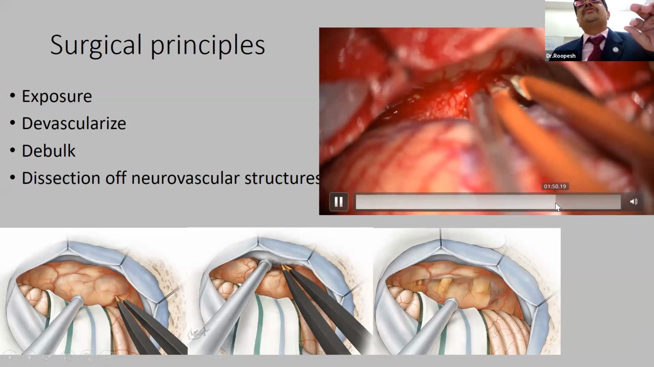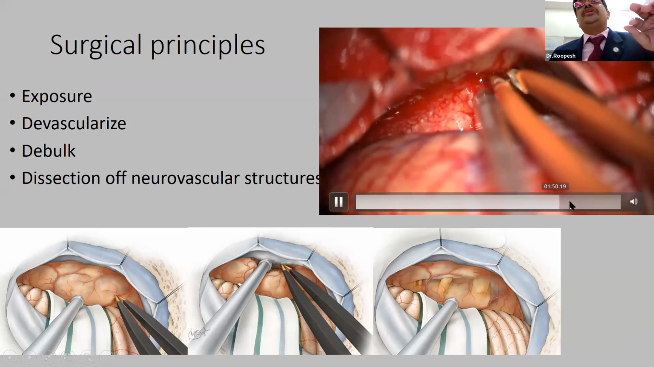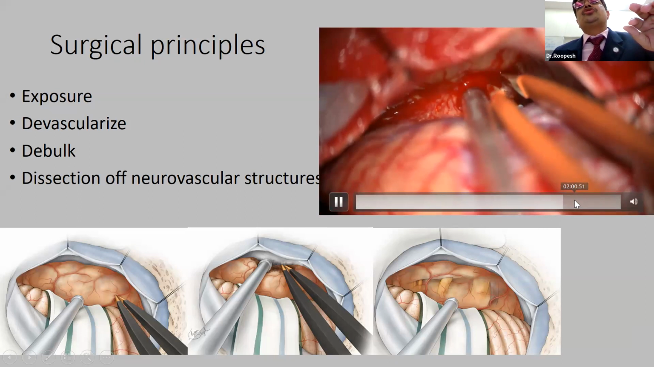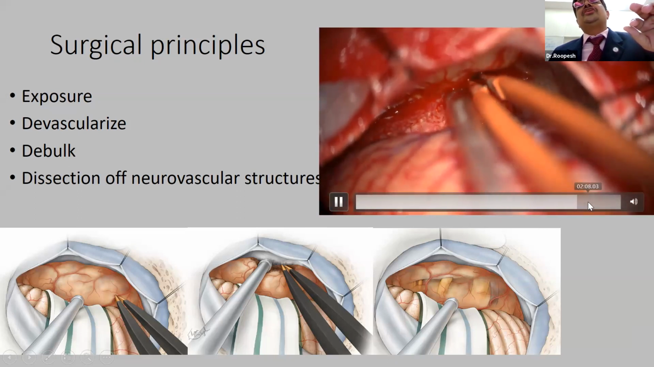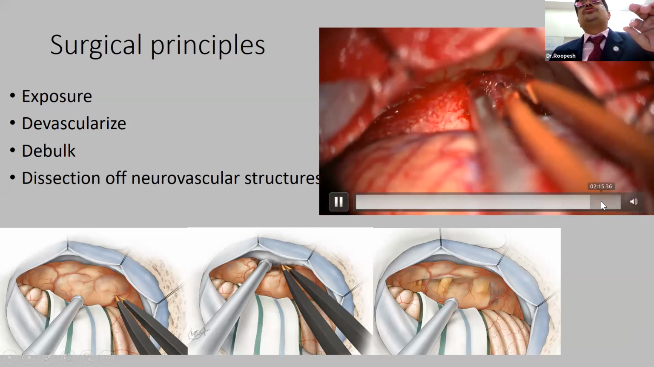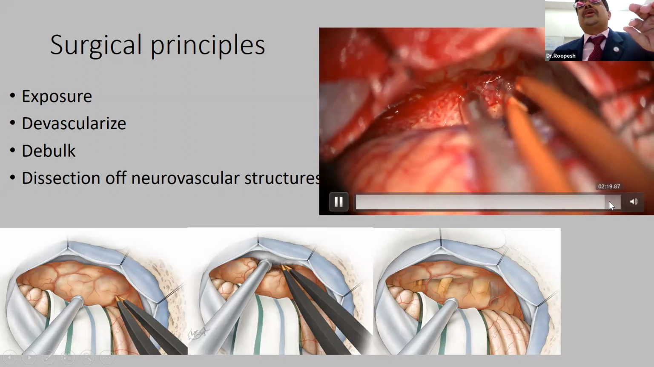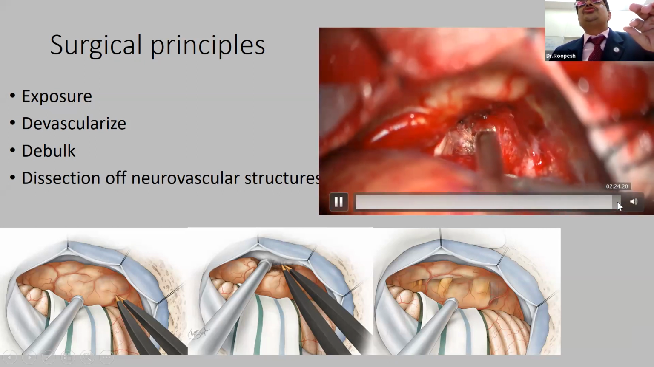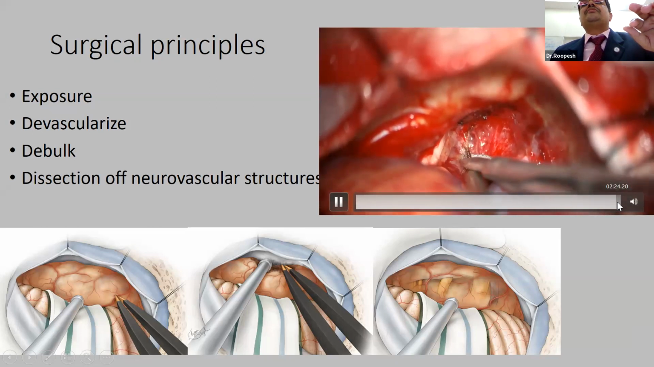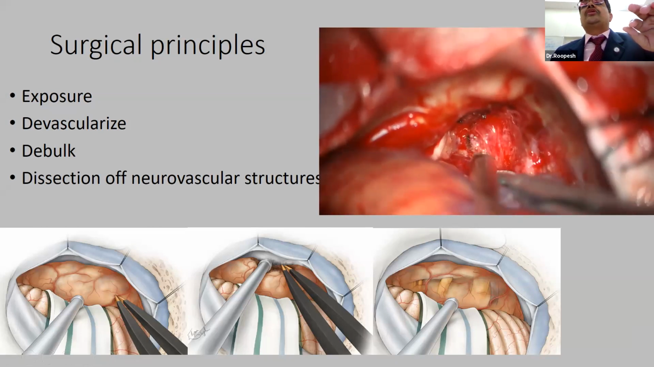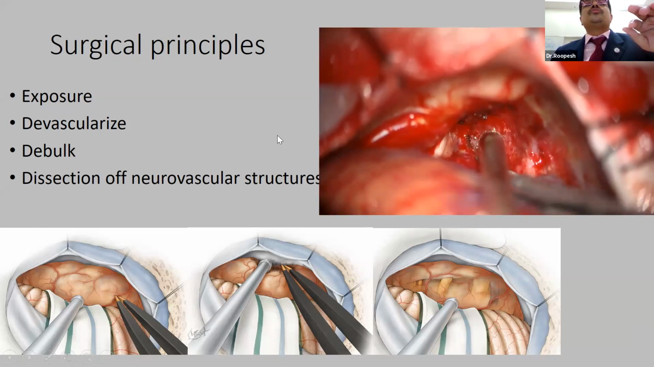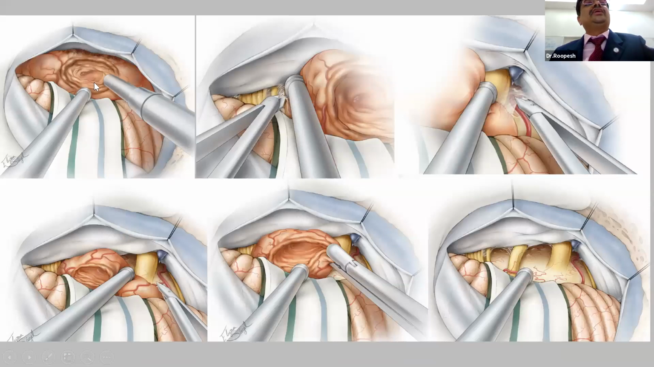So before decompression, you try to devascularize the tumor. You make the tumor less vascular for you to debulk. That is the way you go ahead. Once you devascularize it, you can see that the blood supply comes down, and then you can start working on the tumor more and more. I'll show you some more videos on that. So the internal debulking using CUSA. CUSA is very, very essential here.